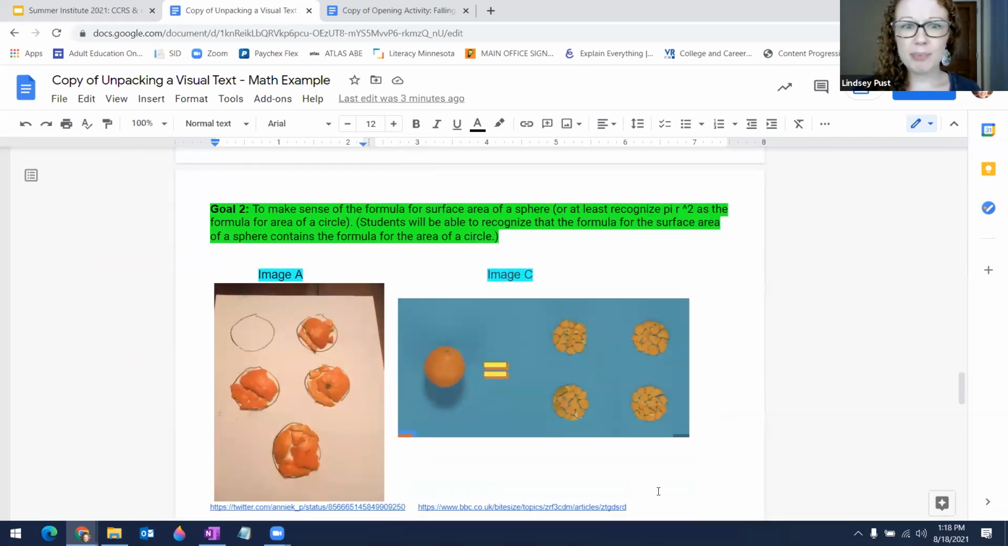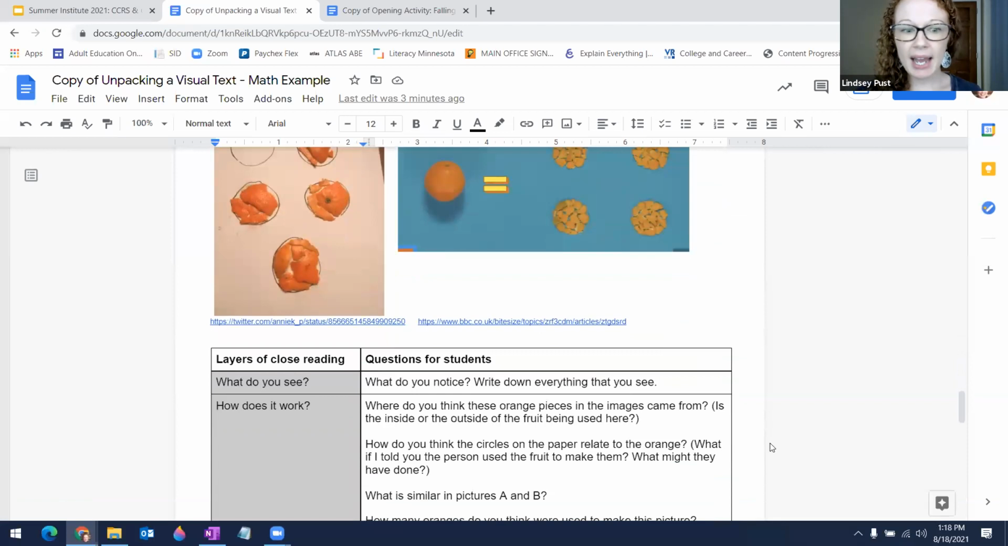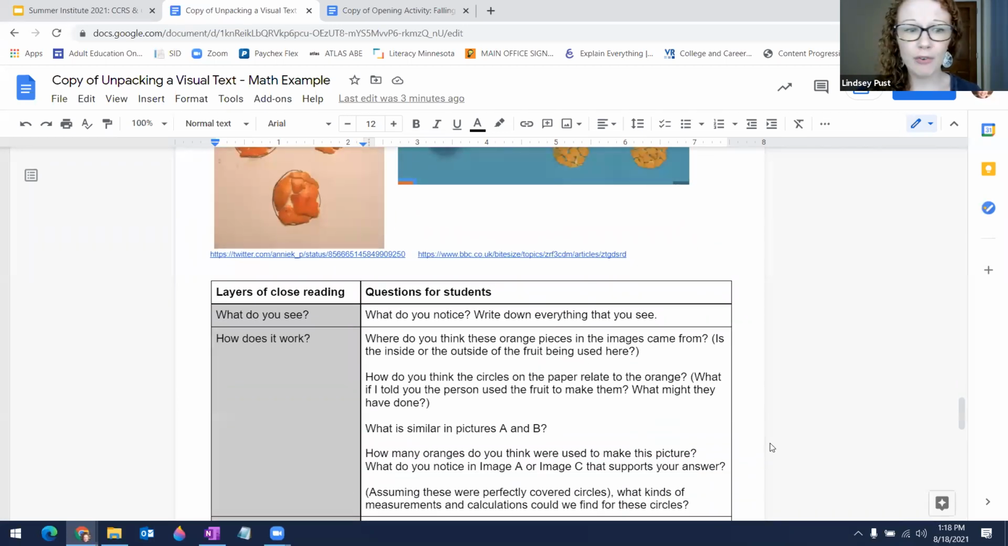It's very similar pictures, but maybe instead of the definition, maybe you have the goal of, let's make sense of the formula, right? Why is pi r squared in it? What's happening? And so hopefully then being able to recognize that the surface area of a sphere contains the formula for the area of a circle. So connecting these two. And then again, another example of potential questions from each of those layers to sequence and help lead students to those aha moments.